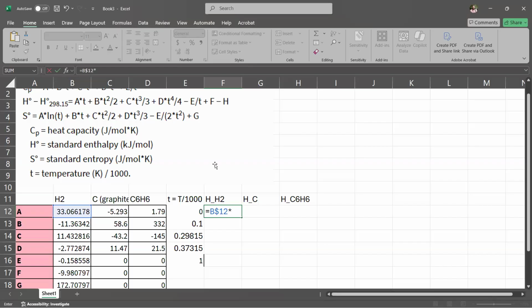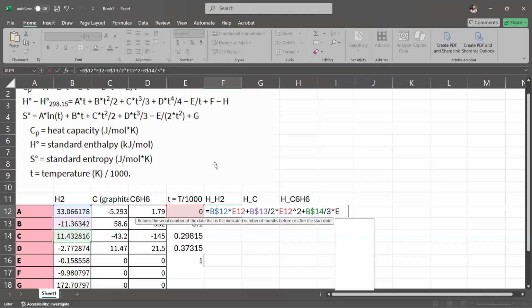And then we want to multiply by the temperature at that point, which is E12. And then we do the next constant, which is B, which is number 13, divided by 2 times E12 squared, right? That's the temperature squared. Times B14, which is C, divided by 3 times E12 cubed. There's B15, which is D, over 4 times E12 to the fourth.